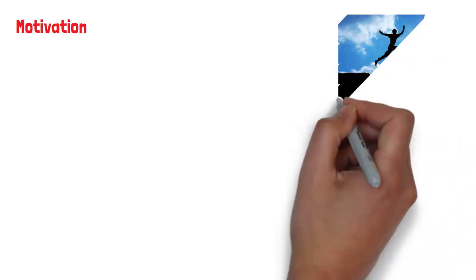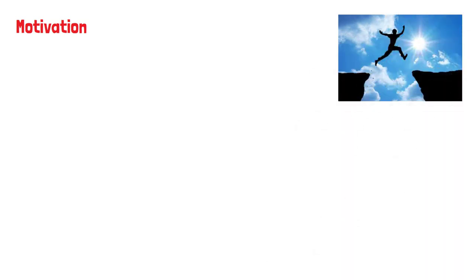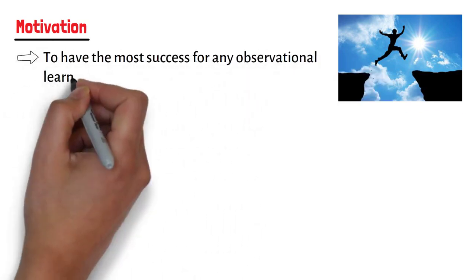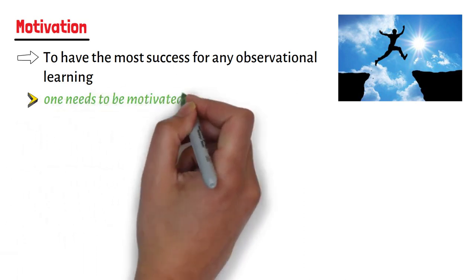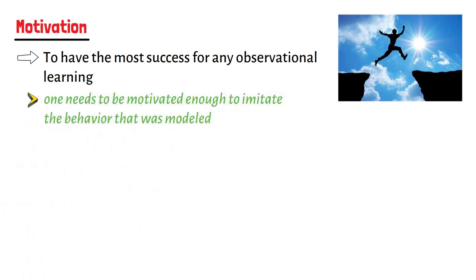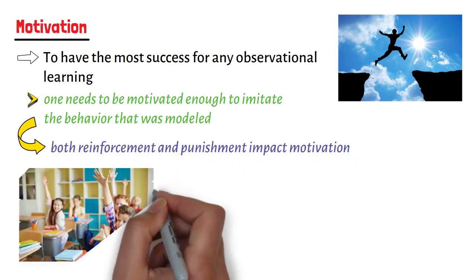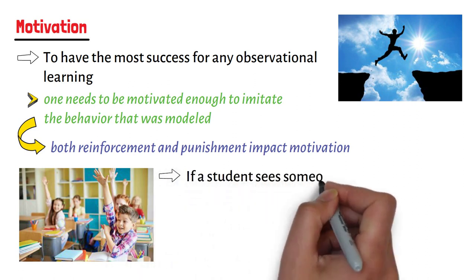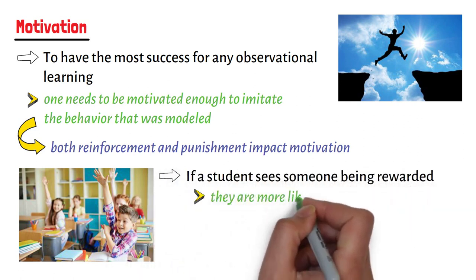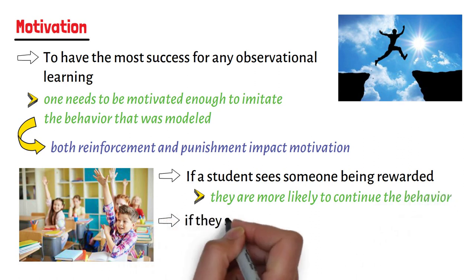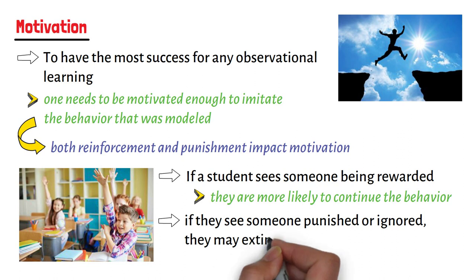On motivation. The last step is motivation. To have the most success for any observational learning, one needs to be motivated enough to imitate the behavior that was modeled. In this step, both reinforcement and punishment impact motivation. If a student sees someone being rewarded, they are more likely to continue the behavior. Likewise, if they see someone punished or ignored, they may extinguish the behavior.